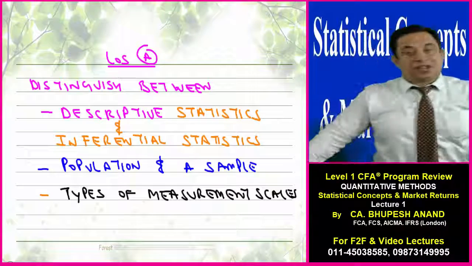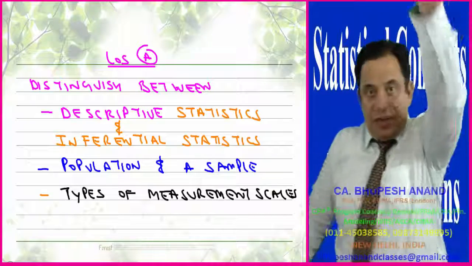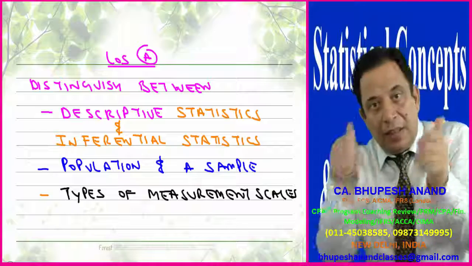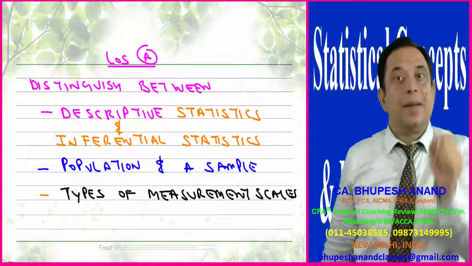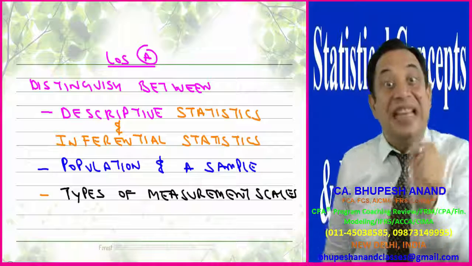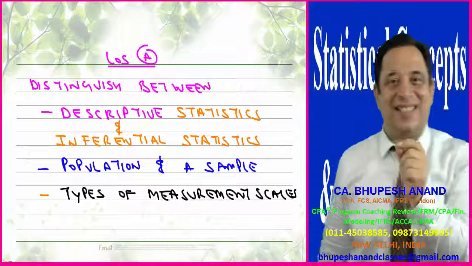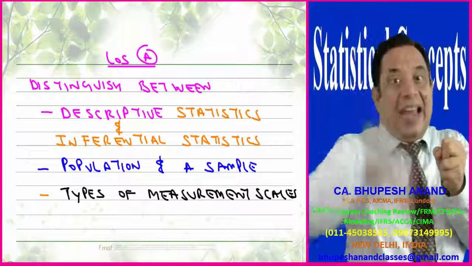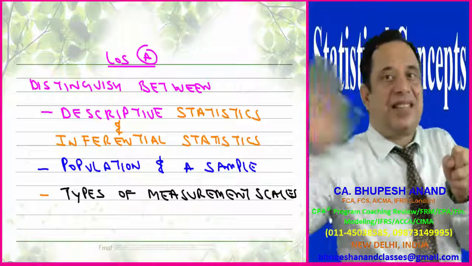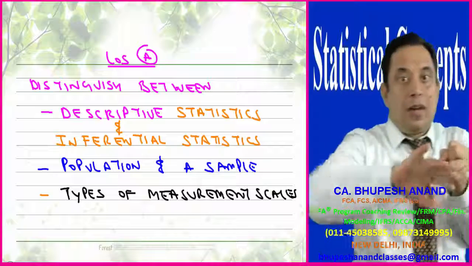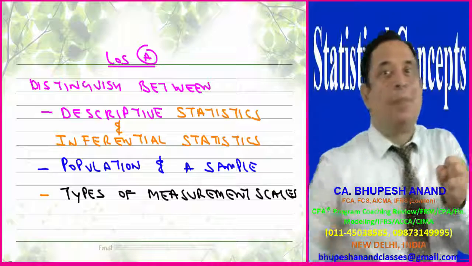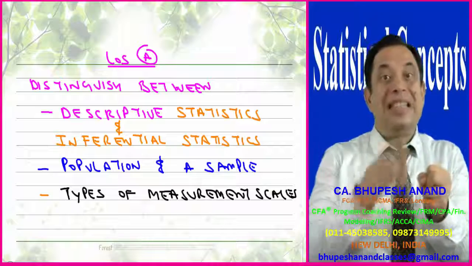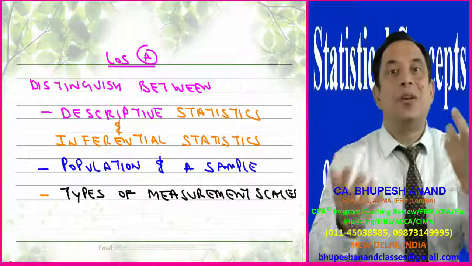So let me start with the journey. Please sit straight. Learning outcome number A, I'm going to start with. Today I will be discussing three aspects. One is descriptive statistics and inferential statistics: what is the difference between them? Second, what is the difference between population and sample? Third, what are the different types of measurement scales?